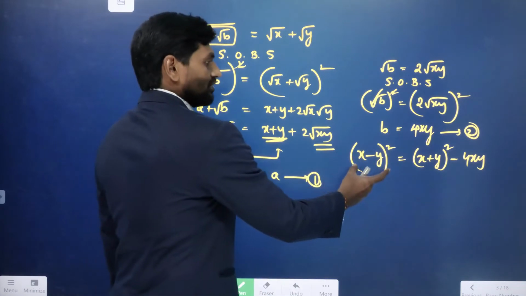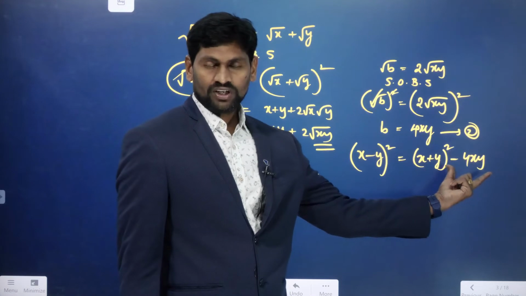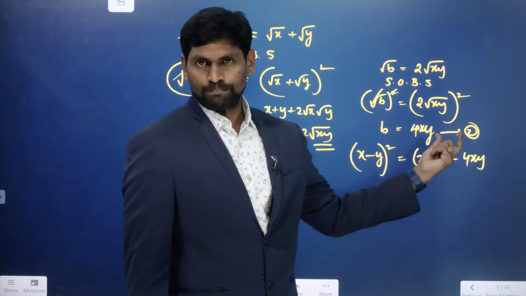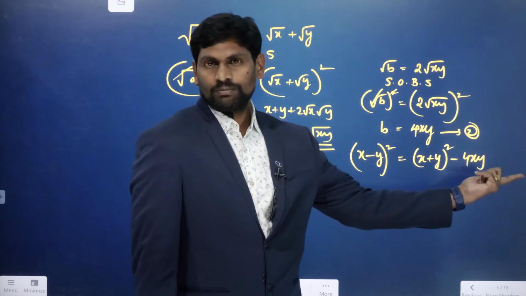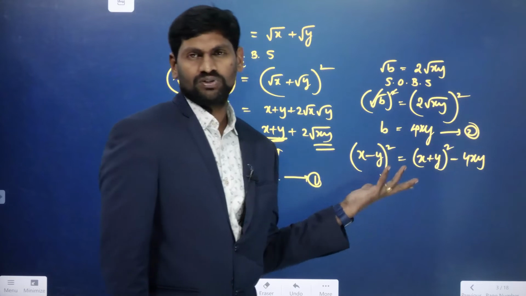(a minus b) whole square we can express as (a plus b) whole square minus 4ab. Am I right? See here, (a plus b) whole square means a square plus b square plus 2ab. Here minus 4ab. Minus 4ab plus 2ab becomes minus 2ab. So we can express it as (a minus b) whole square.